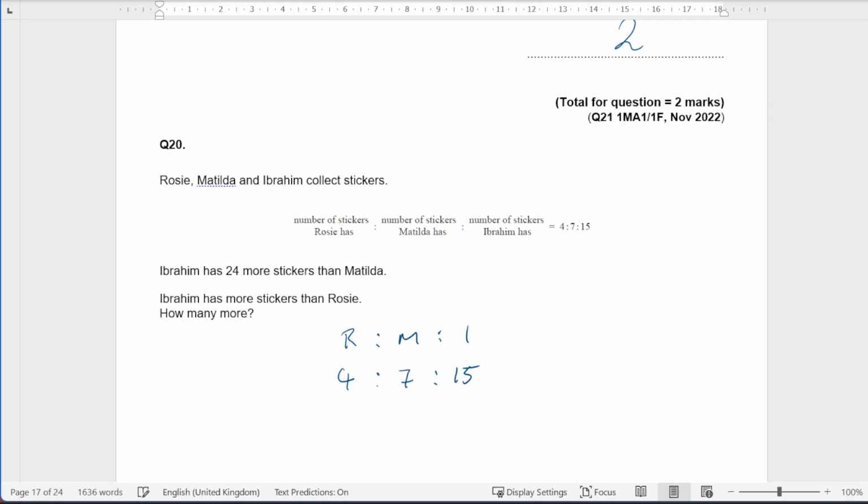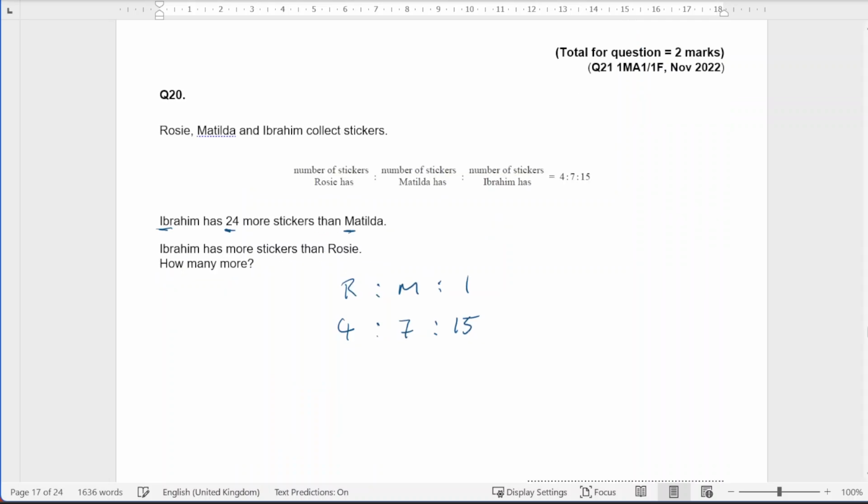And then the information, Ibrahim has 24 more stickers than Matilda. Ibrahim and Matilda, so he's got 8 more parts. So 24 divided by those extra parts is going to be equal to each part being worth 3. The question says, Ibrahim has more than Rosie. How many more? Well, he's got 11 more parts. So it's going to be 11 times by 3, which would be 33.